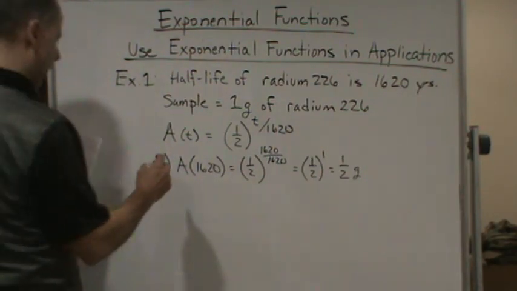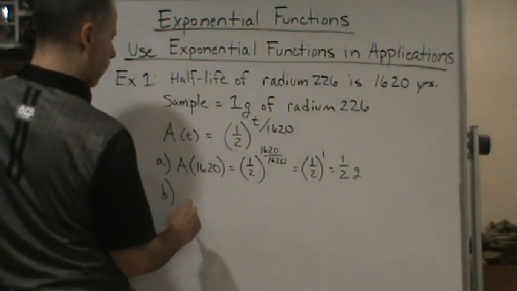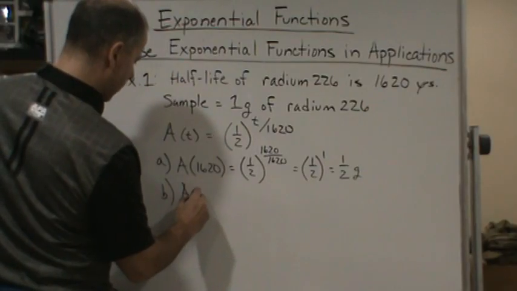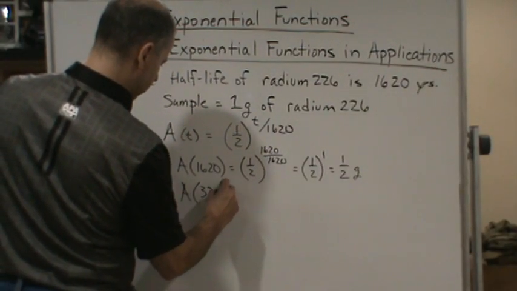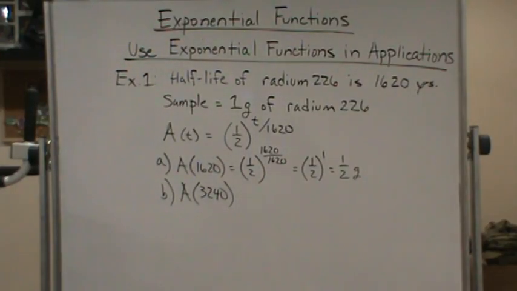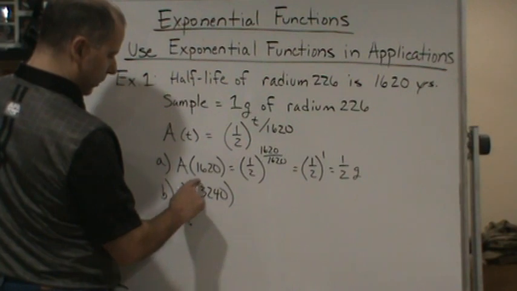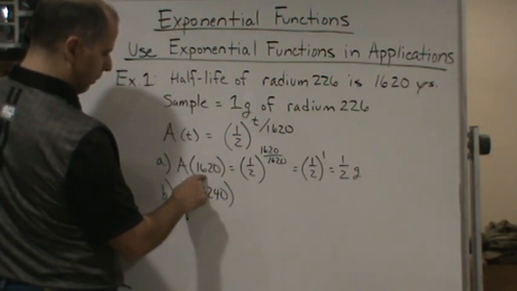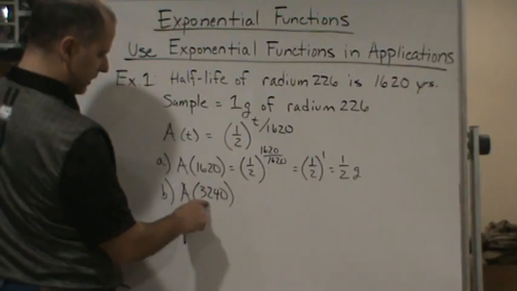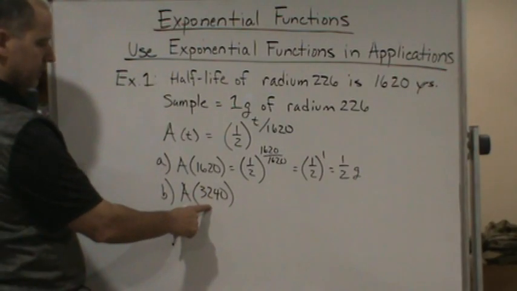That says, okay, what about 3,240 years? Well, if you notice, 3,240 is double 1620, so it's another 1620 years. So basically this is 2 half-lives.